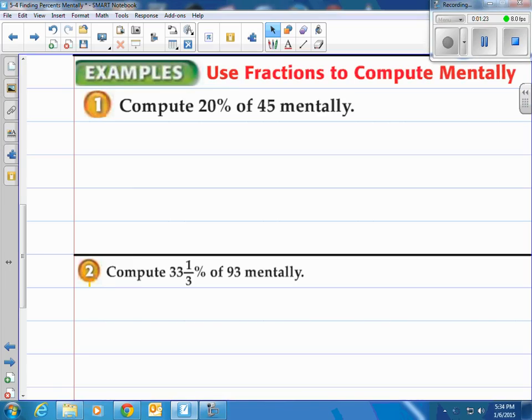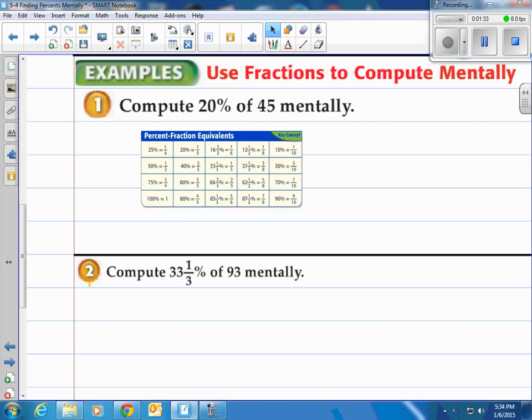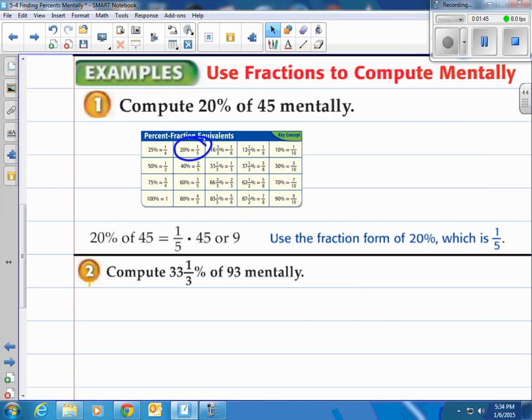It says compute 20% of 45 mentally. Well, I know 100% of 45 is 45, so the number I'm looking for is going to be less because we're only looking for 20% of. Now, the first thing I got to do is figure out what 20% is as a fraction, because I can do that in my head. 20% is actually 1/5. I memorized that. So I know it's going to be 1/5 of 45. 1/5 of 45 is the same as saying 20% of 45.